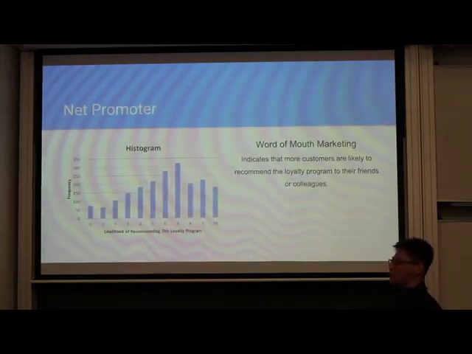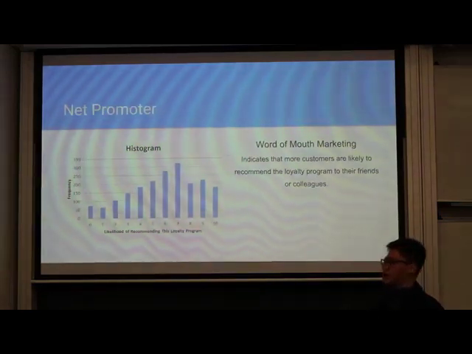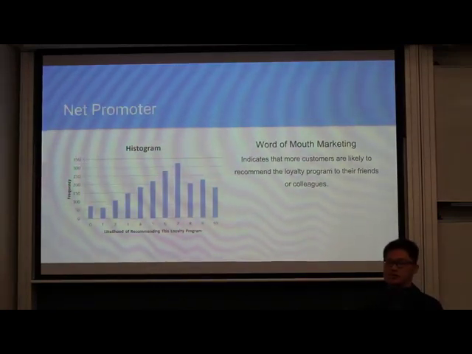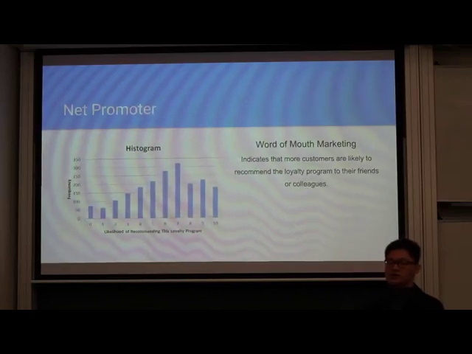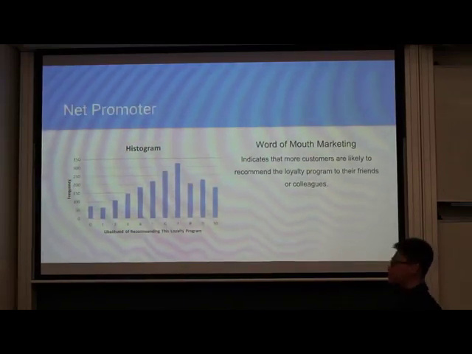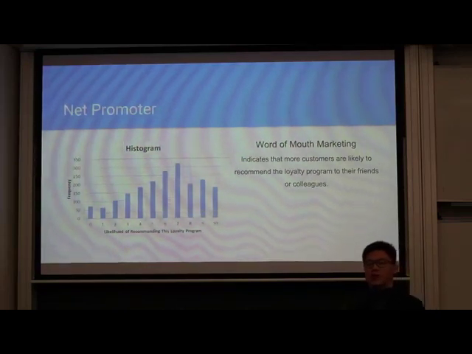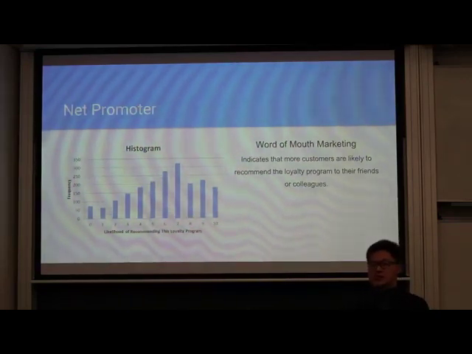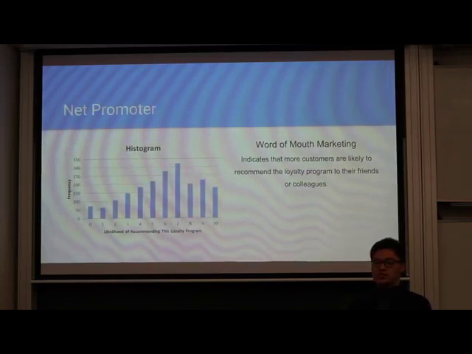We can see that the graph is skewed to the left, and the likelihood of recommending this loyalty program falls on number 7, which means more customers are likely to refer this program to their friends and colleagues. And word of mouth marketing indicates that there are more customers likely to refer this program, and word of mouth is considered as one of the most important marketing tools for this loyalty program.